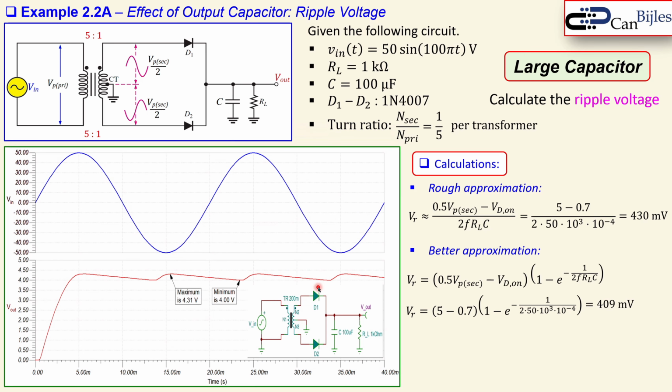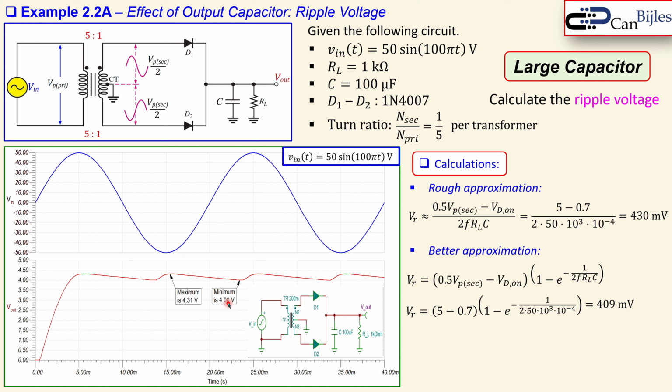Now looking at the simulator, the blue one is the input, the red one is again the output. This is the circuit in the SPICE simulator. You see here 200 milli, that means actually 1 over 5, so the output divided by the input, that is actually the output winding divided by the input winding. And now we see the capacitor and also the resistor value, but if I now look at the maximum and the minimum, it is 4.31 and 4.00.